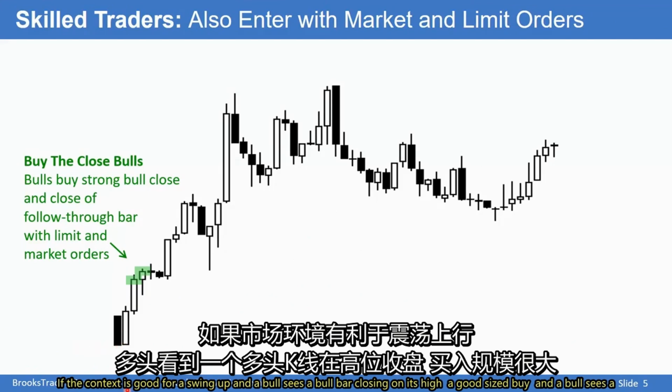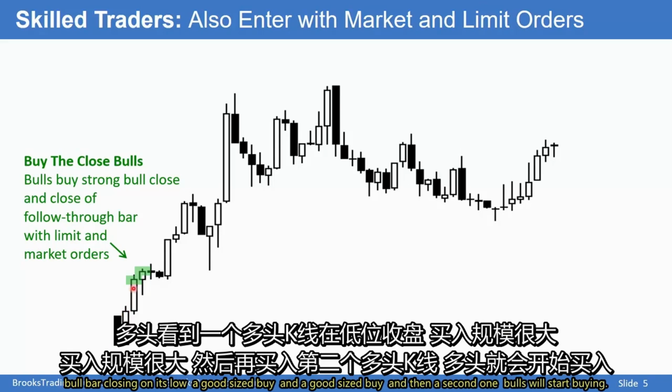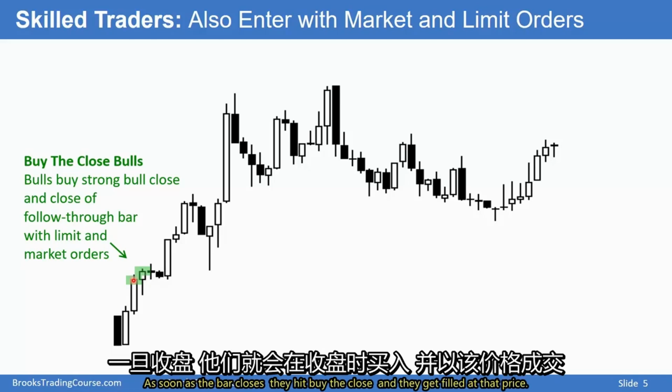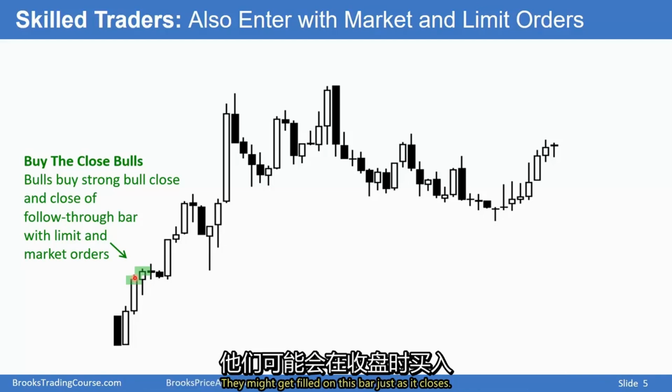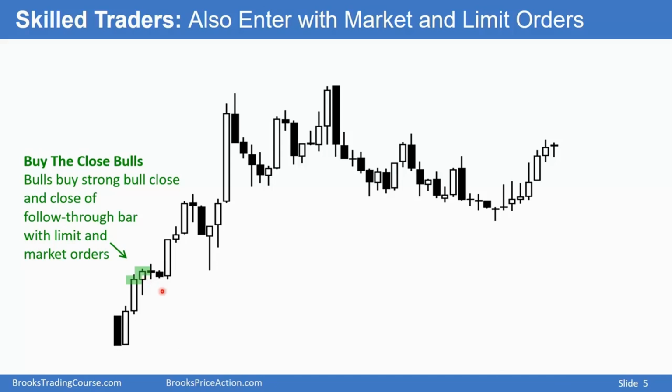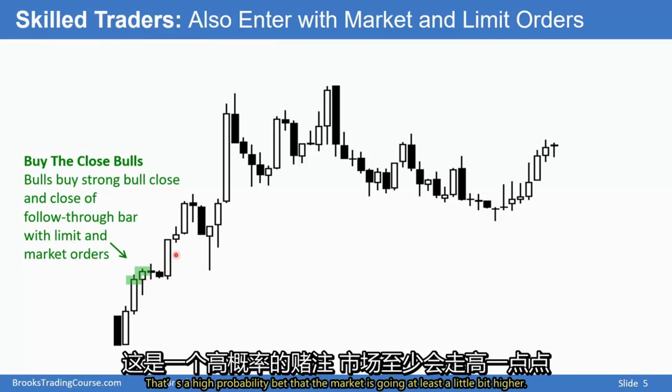If the context is good for a swing up, and a bull sees a bull bar closing on its high, a good-sized body, and then a second one, bulls will start buying closes here or here. As soon as the bar closes, they hit buy the close, and they get filled at that price. They might get filled on this bar just as it closes if they enter right before the close. If they enter at the close, they'll get filled on the open of the next bar. That's a high probability bet that the market is going at least a little bit higher.